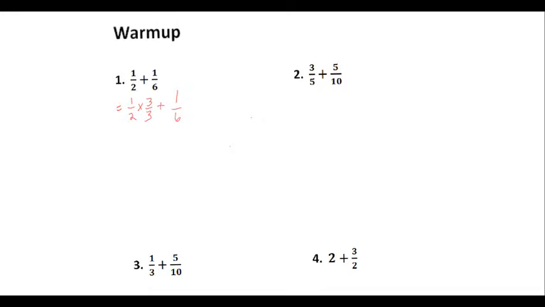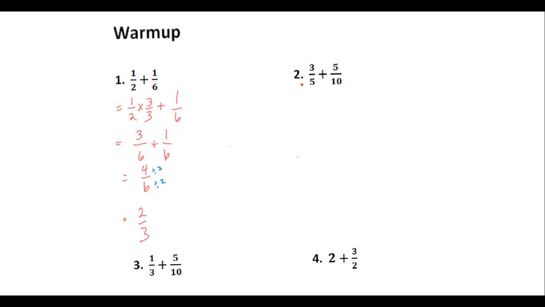We don't have to change the 1/6, but the top multiplies with the top and the bottom multiplies with the bottom. So in this case we have 3/6 plus 1/6, which is going to be 4/6. And then we take a look at 4/6, and we say, okay, the 4 and the 6 can both be divided by 2 to get our final result of 2/3.